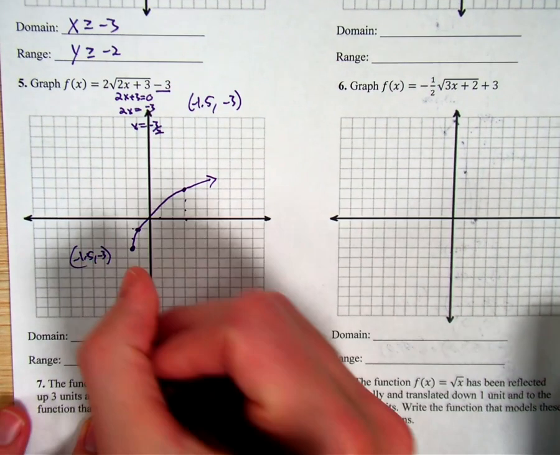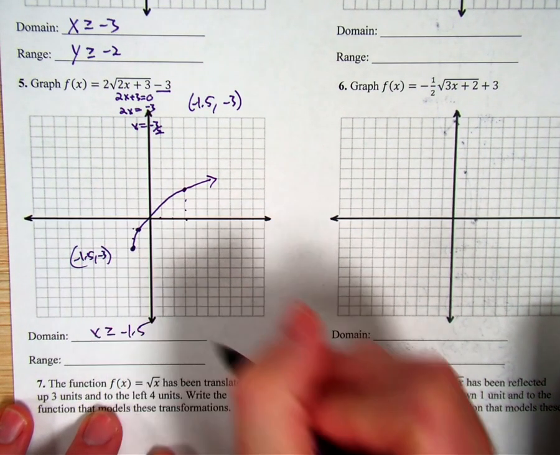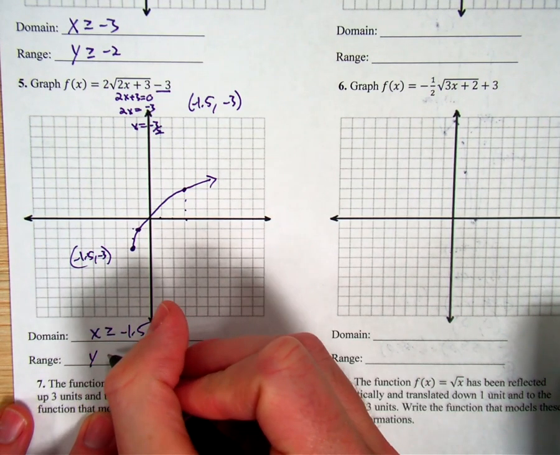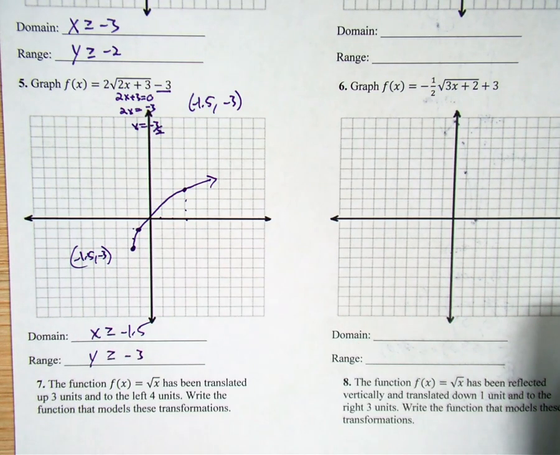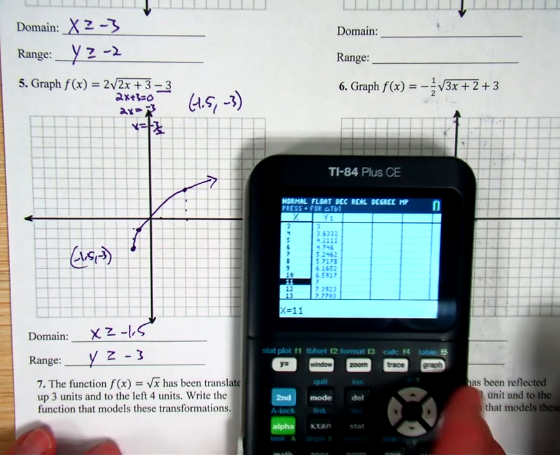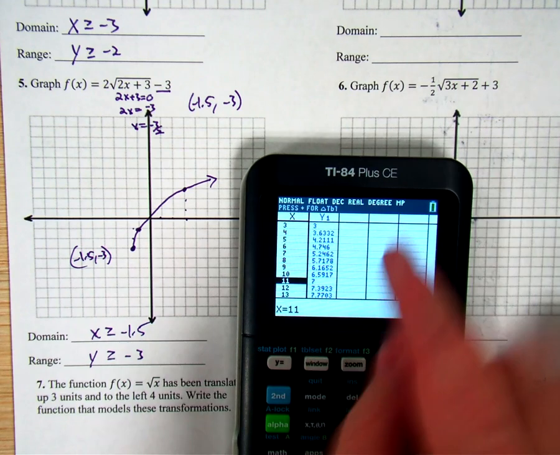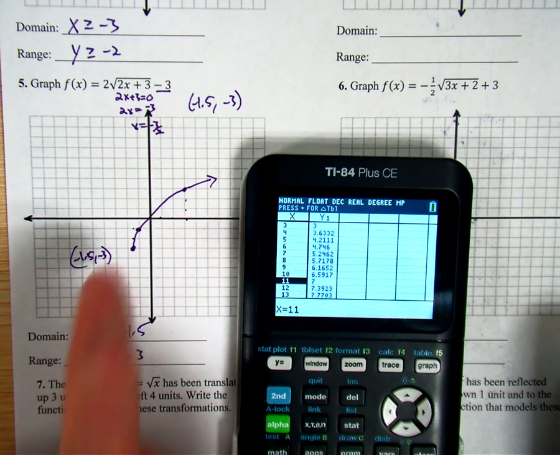Okay, our domain, x's are greater than or equal to -1.5. And our range, our y's are greater than or equal to -3. Okay, can't promise that they'll always be nice. Sometimes you just might have to pick 2 points. Don't pick them right next to each other. Spread them out a little bit. You might have to pick 2 points and then round them and label them on the graph.